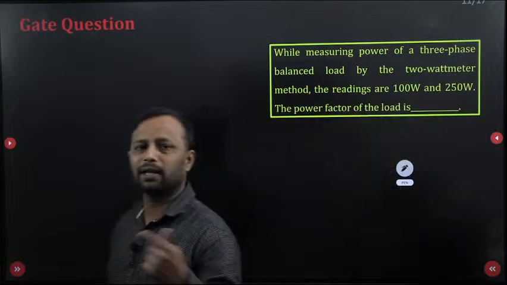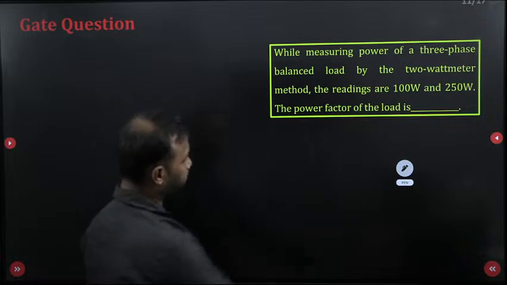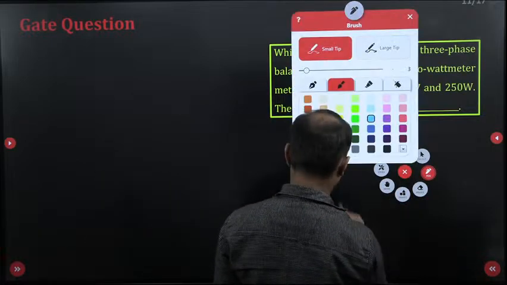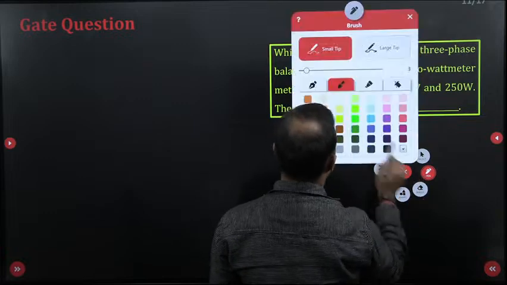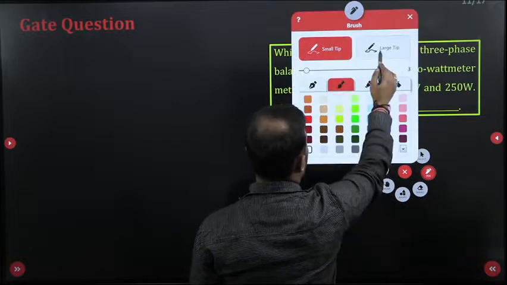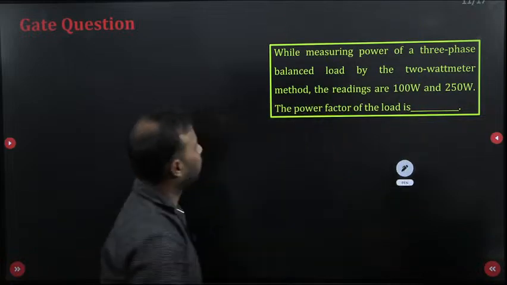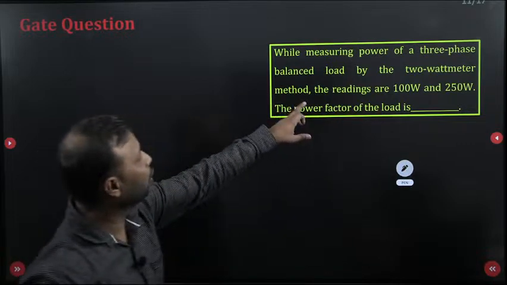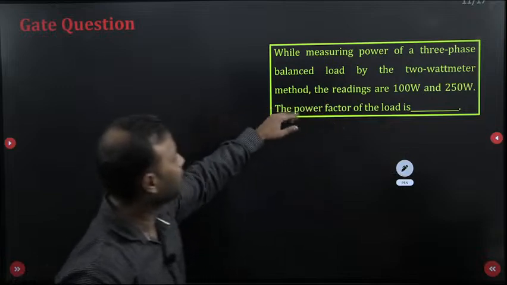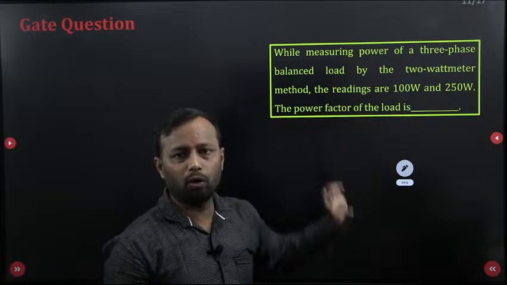Now let us understand all the concepts through our GATE problems. See, this is the first question. When measuring the power of a three-phase balanced load by the 2 wattmeter method, the readings are 100 watt and 250 watt. The power factor of the load is.